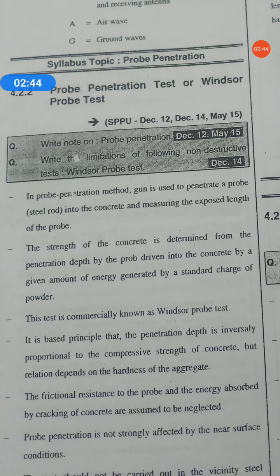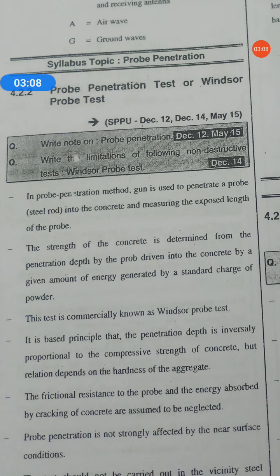So how deep the probe goes depends on the strength of the concrete, and that determines the strength of the concrete. This test is commercially known as the Windsor probe test. It is based on the principle that the penetration depth is inversely proportional to the compressive strength of the concrete.